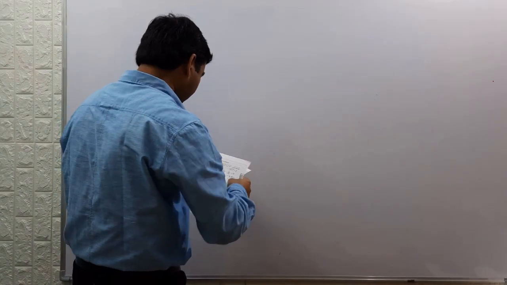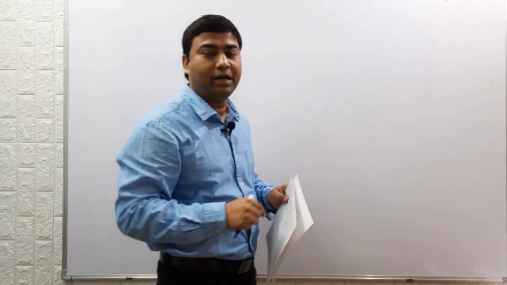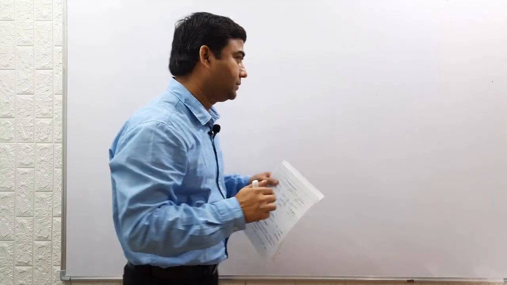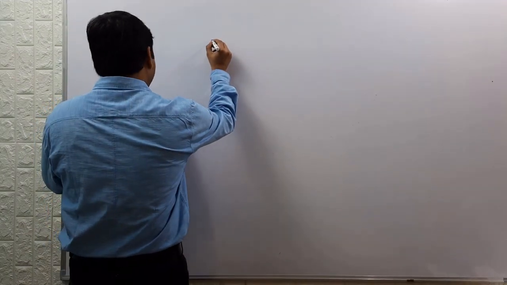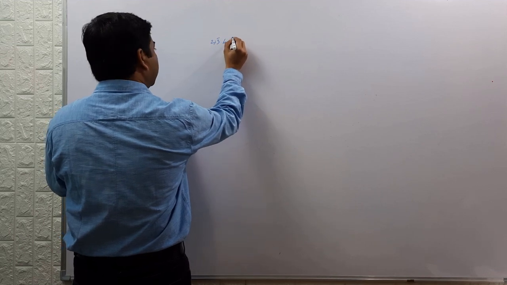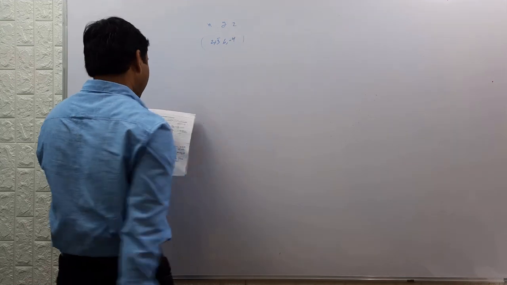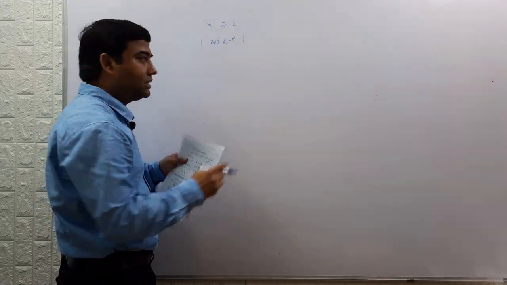Another small example, Cartesian to spherical. We will convert a Cartesian to a spherical coordinate. In Cartesian form it is given as (2√3, 6, -4). This is x, this is y, this is z. We will convert it into spherical form.